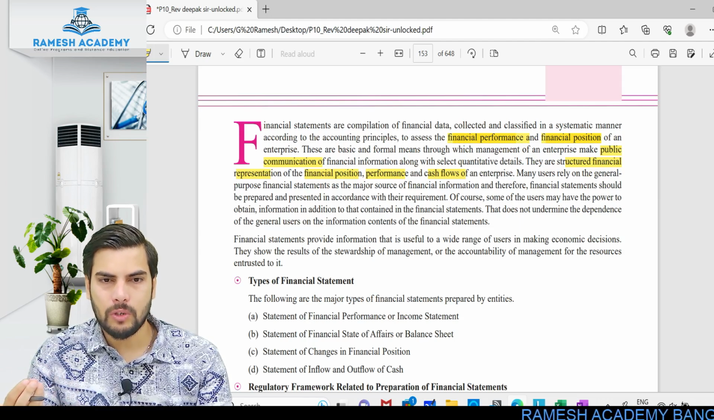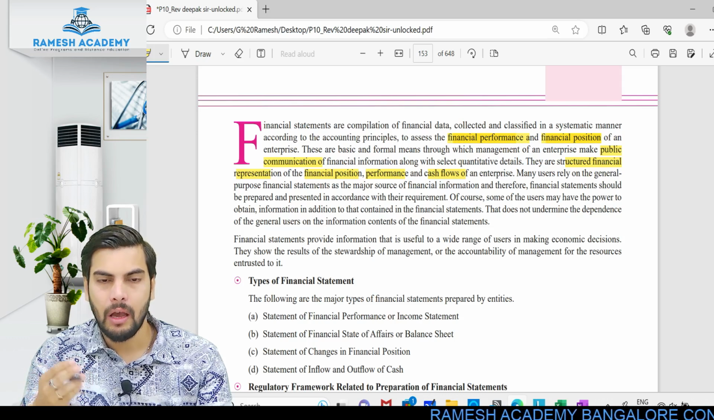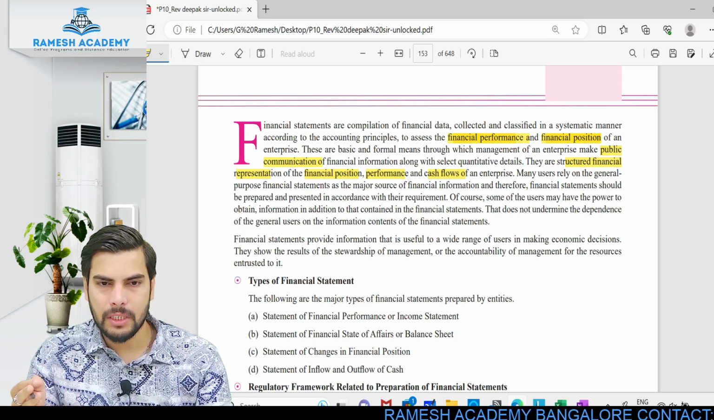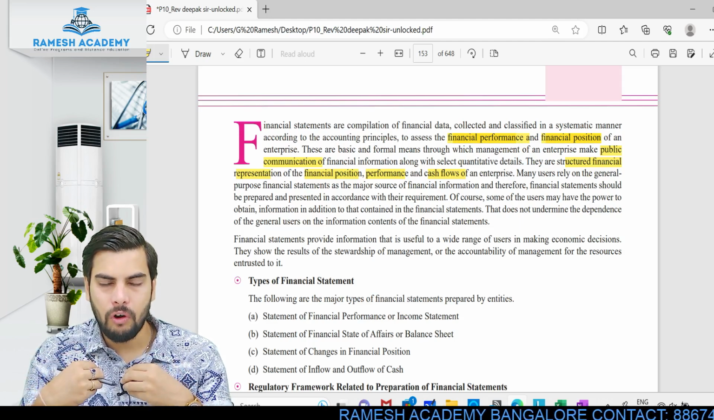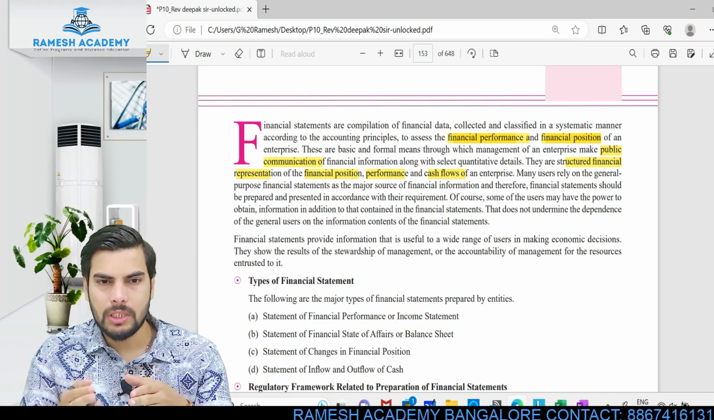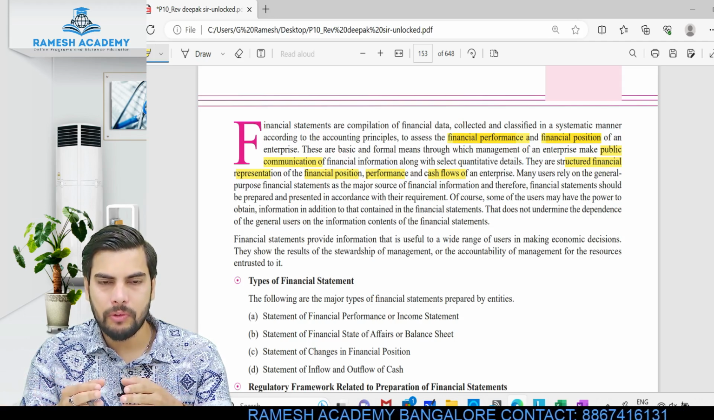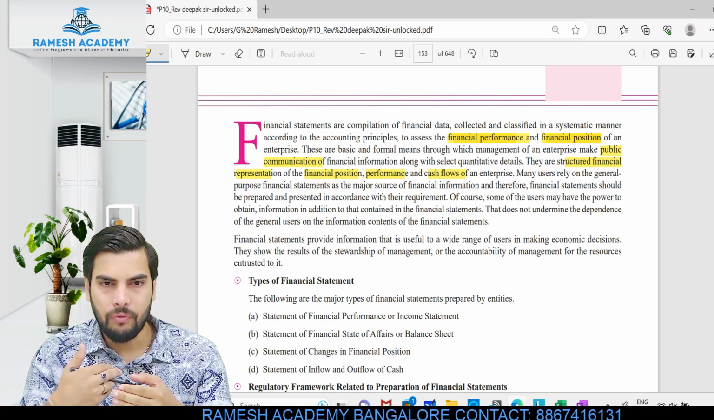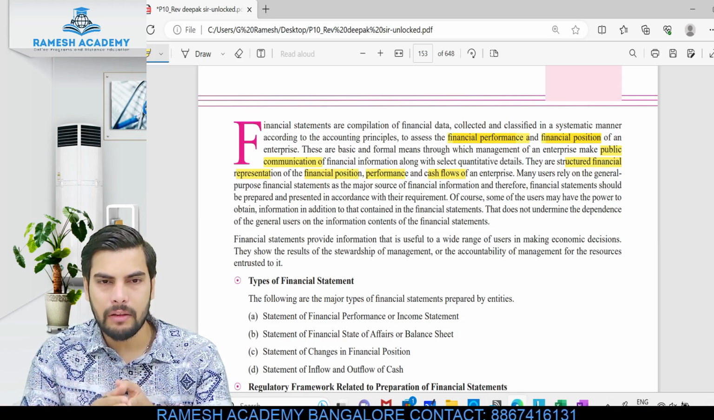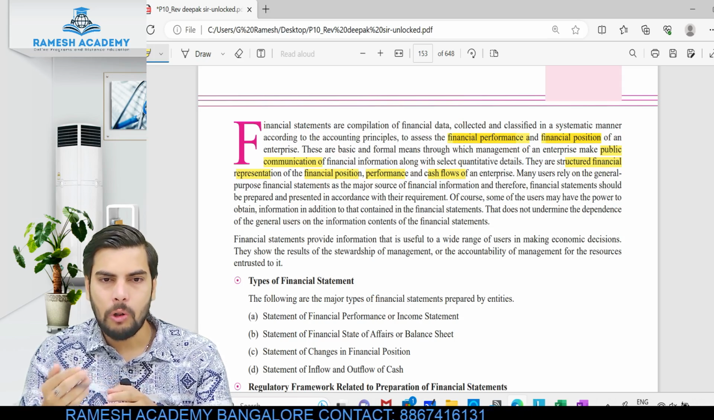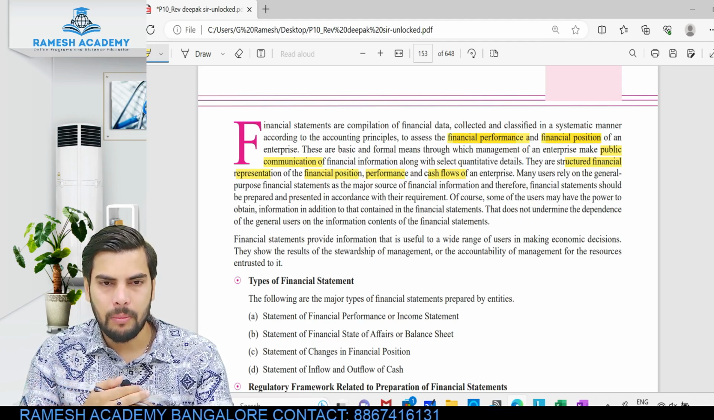Okay, so how much was the cash flow from operating activity? How much was the cash flow from financing activity? How much exactly was the cash flow from investing activity? How much was the inflow of money? How much was the outflow of money? So this cash flow statement is nothing but a statement which will give us information about the inflow of money and outflow of the money. Okay, and at the end, how much cash is left over. Clear? So all this information will be communicated with the help of financial statements.